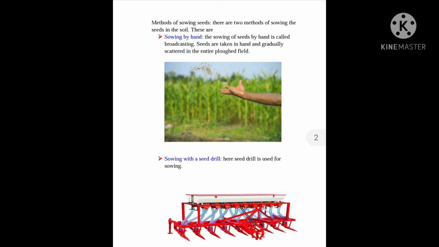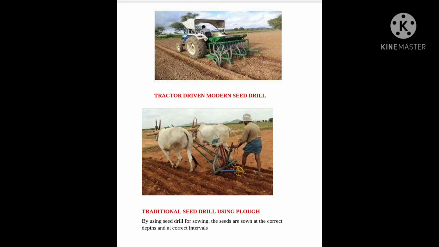Now the crops like wheat, gram, maize, millets are grown by sowing the seeds directly into the soil. So generally these are the crops which are grown. You can see this picture, the picture of the modern seed drill.